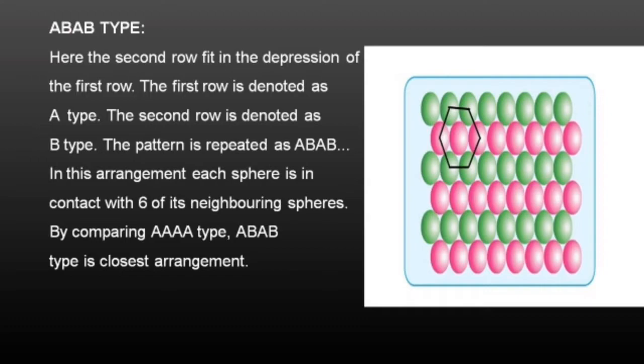Now see the diagram. In the second row, I am going to take a rose color atom. It is in contact with two green color atoms in the first row, two rose color atoms in the same row, and another two green color atoms in the next row. So here six of its neighboring atoms are in contact with it. By comparing the two types, the AA type and the AB type, we get the closest arrangement in the AB type only.